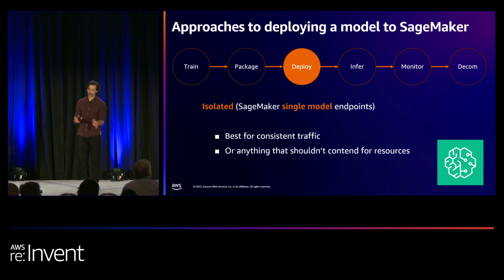The 2 approaches that we've found: one is to use isolated single model endpoints. These are really good for consistent traffic. So if you have a model that you know is getting 5, 10 QPS, queries per second, really straightforward, but you don't ever want to have that contend for resources, single model endpoints are really great for that. And that's one of the options that we've built for our users, that they can select a single model endpoint, know that it's not going to share any info with any other models.